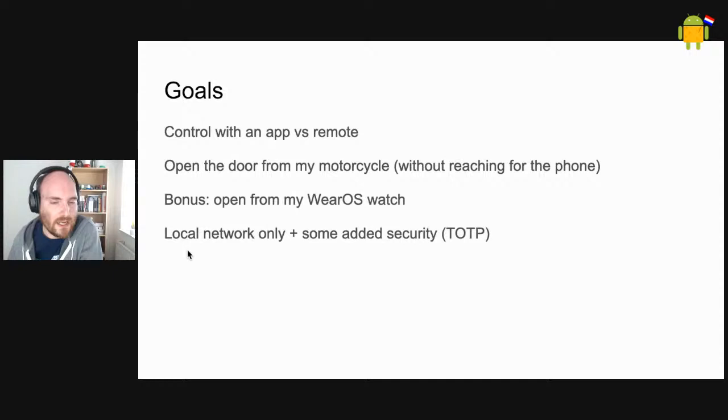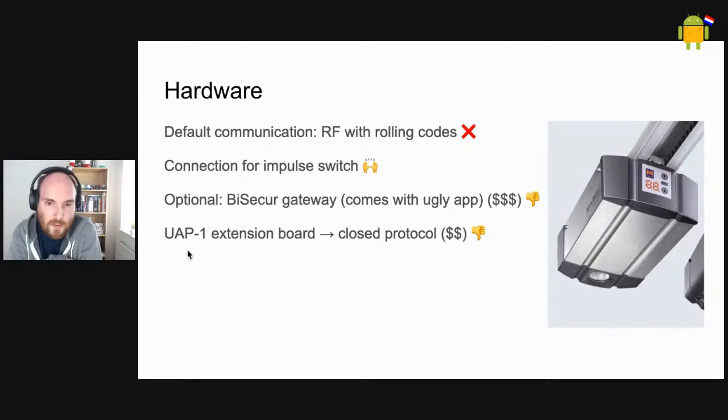Let's look at the hardware of the thing. So the garage door opens with a garage motor. The motor is controlled by radio frequencies. So it's using this remote. You can't just basically record whatever signal is being sent and then replay that. That would be very bad because anybody could do that.